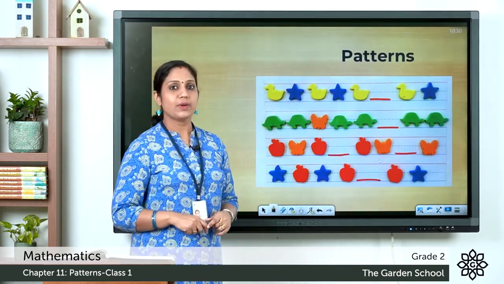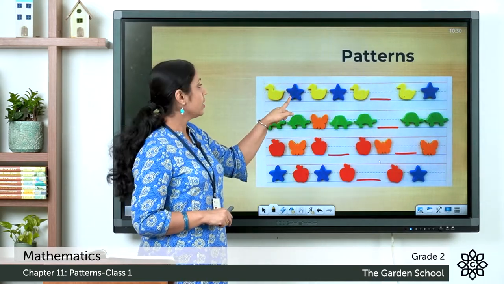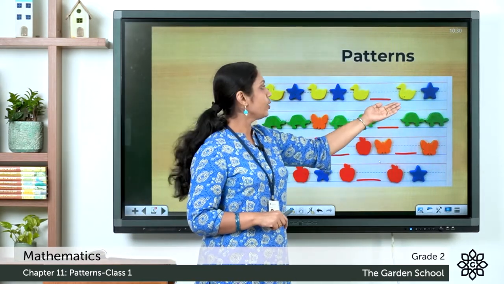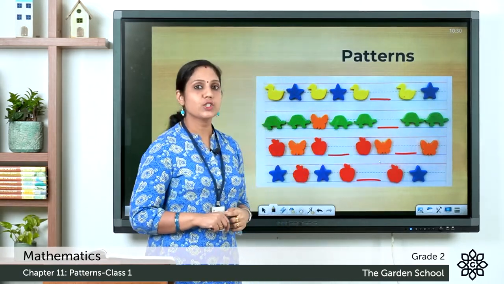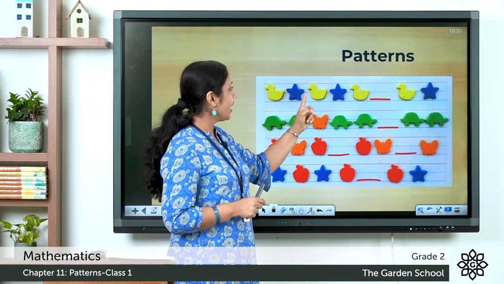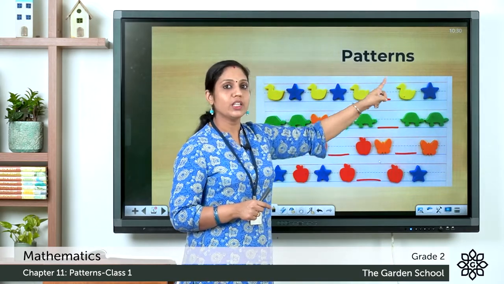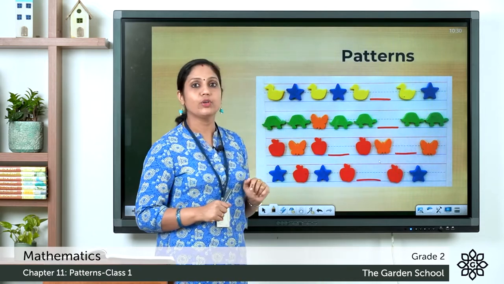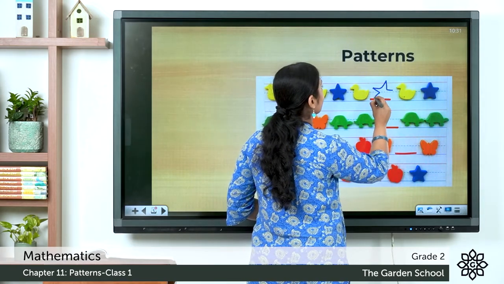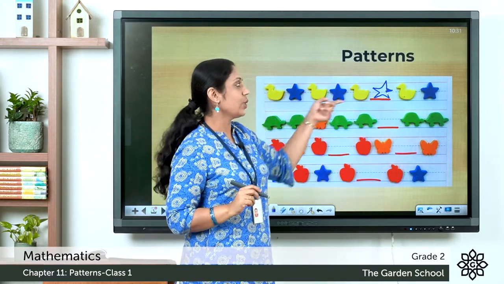Let's have a look at these examples. So first, in the first line, you can see a duck, a star, duck, star, duck, and something is missing here. And again, you can see a duck and a star. So what has to come here in the missing place? Let's look again. Duck, star, duck, star, duck, missing, and again a duck is coming. So what has to come in between these two ducks? The star has to come. So we have to draw a star here in the missing place. Now we can say that this sequence is complete.